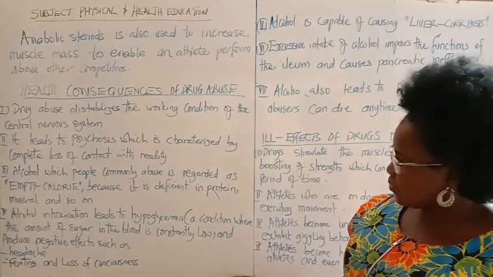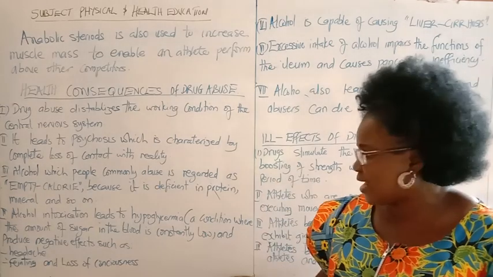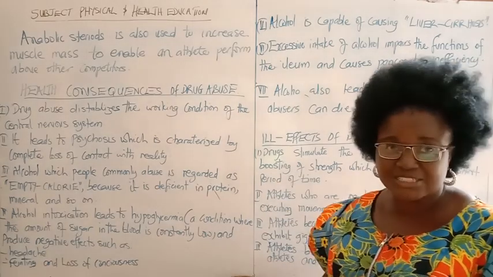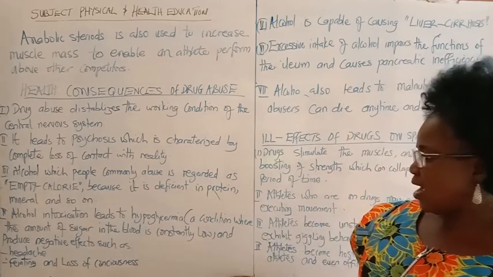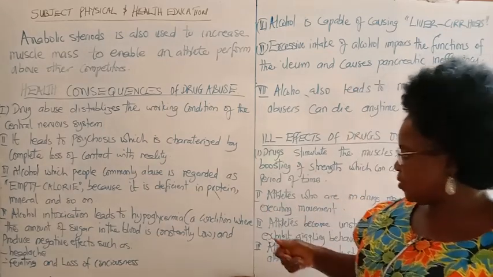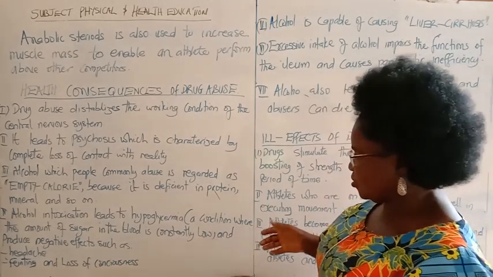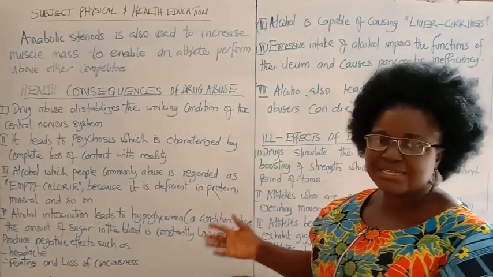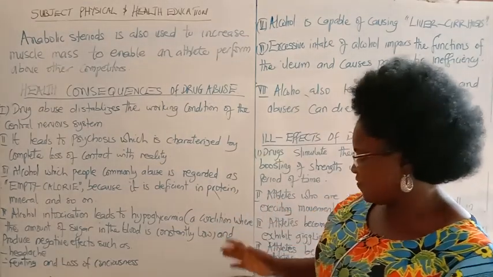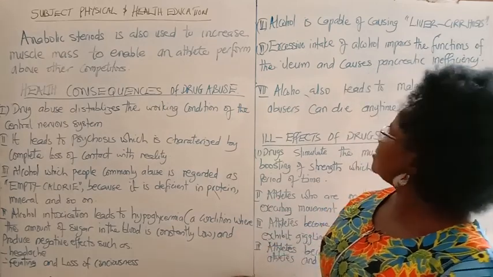The third one, alcohol, which people commonly abuse, is regarded as an empty calorie because it is deficient in protein, mineral, and so on. The fourth one, alcohol intoxication, leads to hypoglycemia. Hypoglycemia is a condition where the amount of sugar in the blood is constantly low, and it has so many negative effects such as headache, fainting, and loss of consciousness.